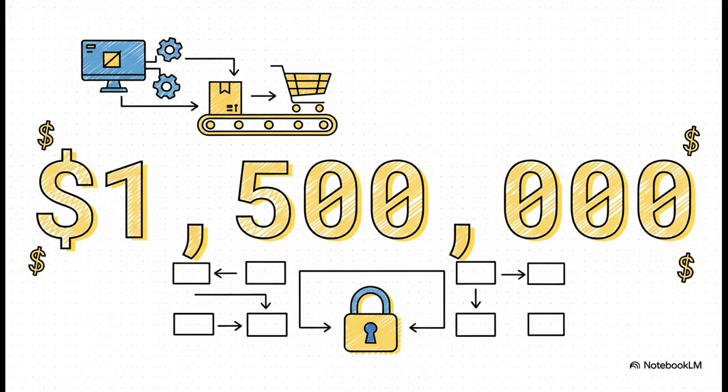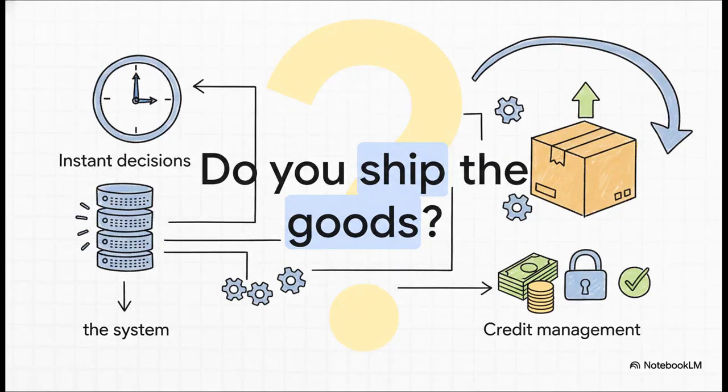Picture this. An automated order just landed in your system. No human has laid eyes on it, and it's for $1.5 million worth of your product. The system has to decide right now, do you ship the goods? How do you know if this customer is actually good for the money? This is where automated credit management becomes absolutely, fundamentally critical.